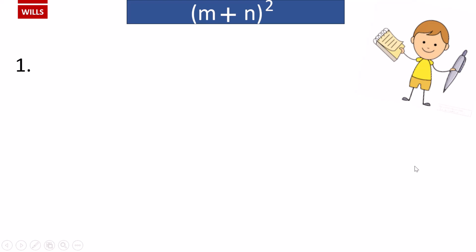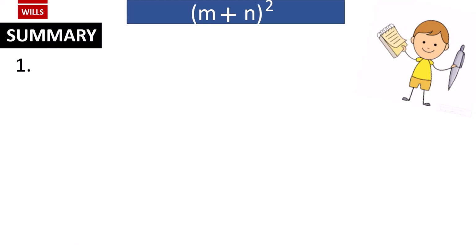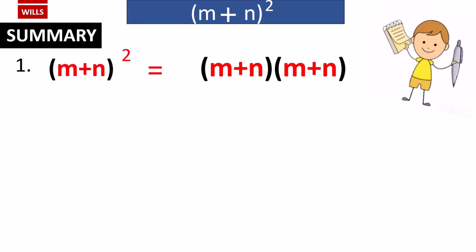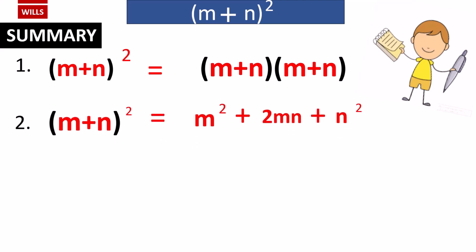Now let's look at the summary. Number 1, m plus n all squared. We saw that it is equal to m plus n times m plus n. And we also saw that when we have m plus n all squared, the answer is m squared plus 2mn plus n squared, which means that we can equate the right side of the two equations, and that should also be the same.